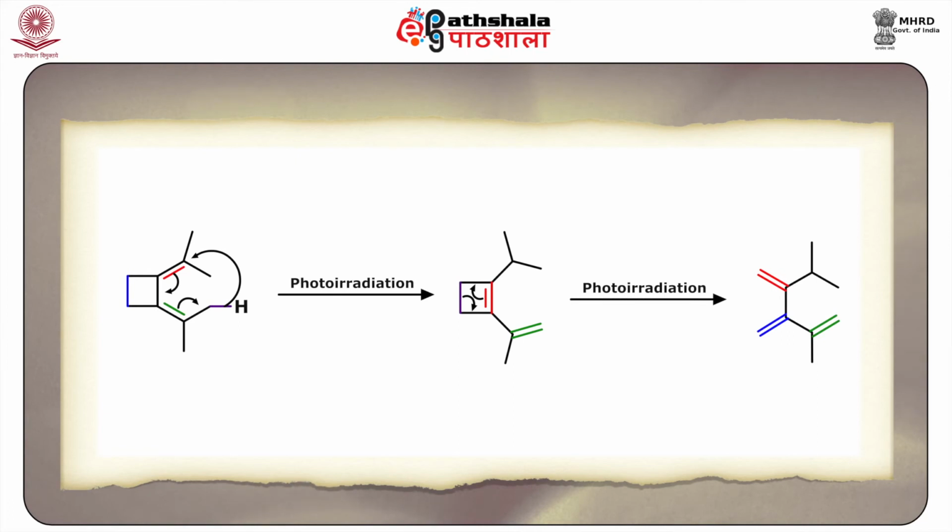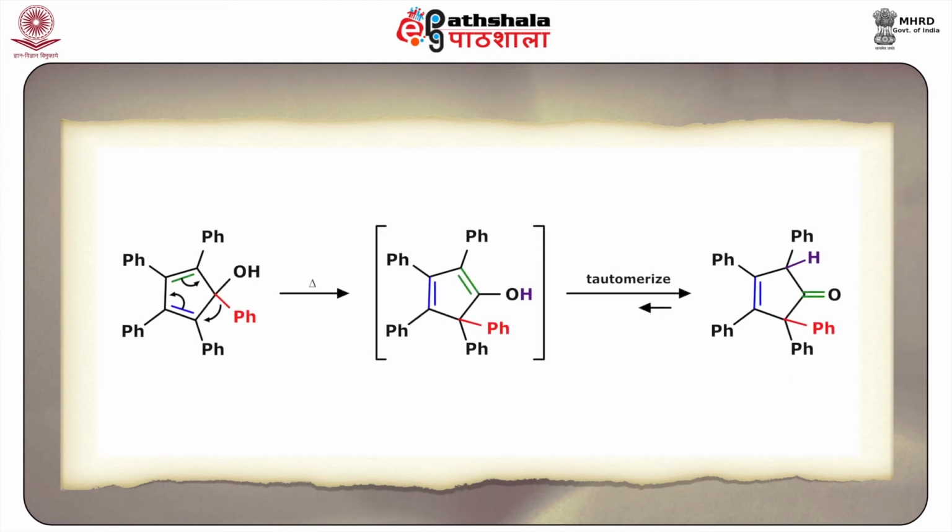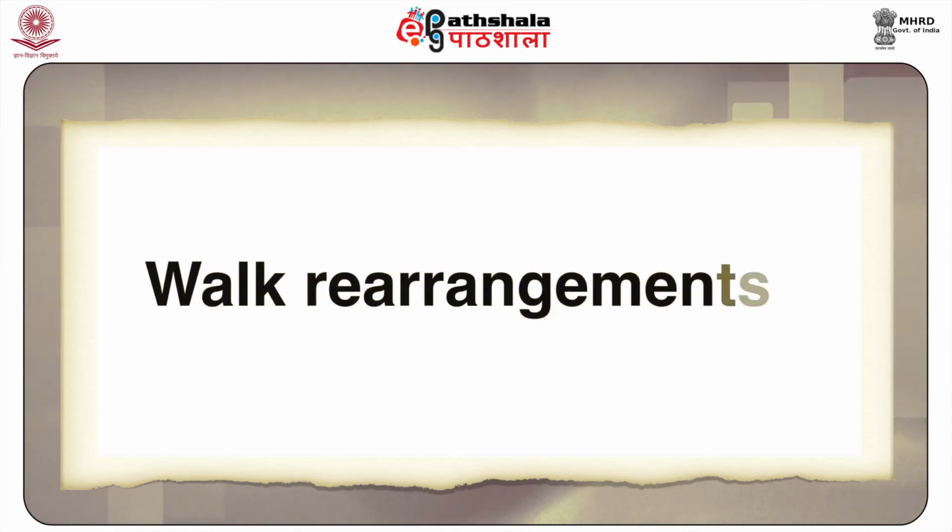Antarafacial 1,5 hydride shifts are possible, although less commonly observed under photochemical irradiation. 1,5 migration of functional groups such as methyl and phenyl are thermally allowed, as can be seen in the given equation. Let us talk about Vinylcyclopropane rearrangements.